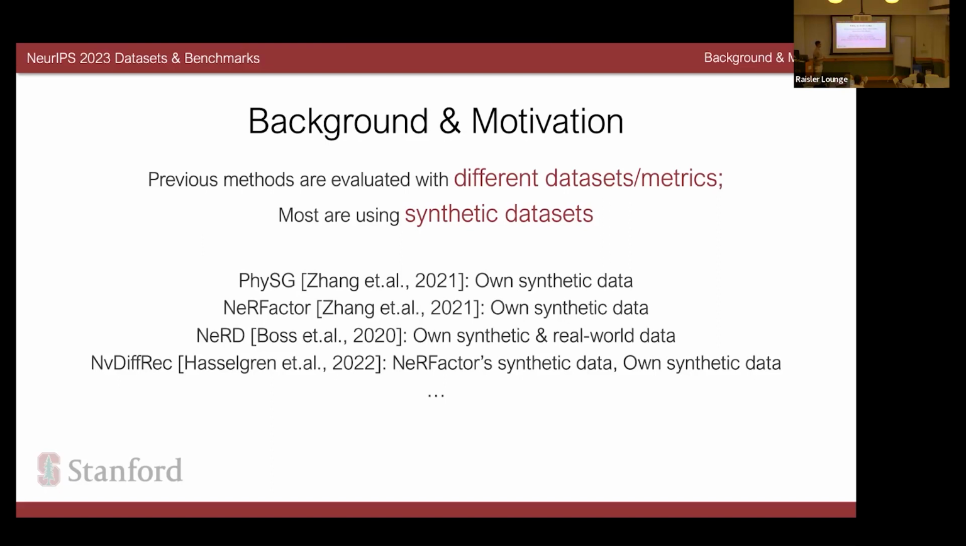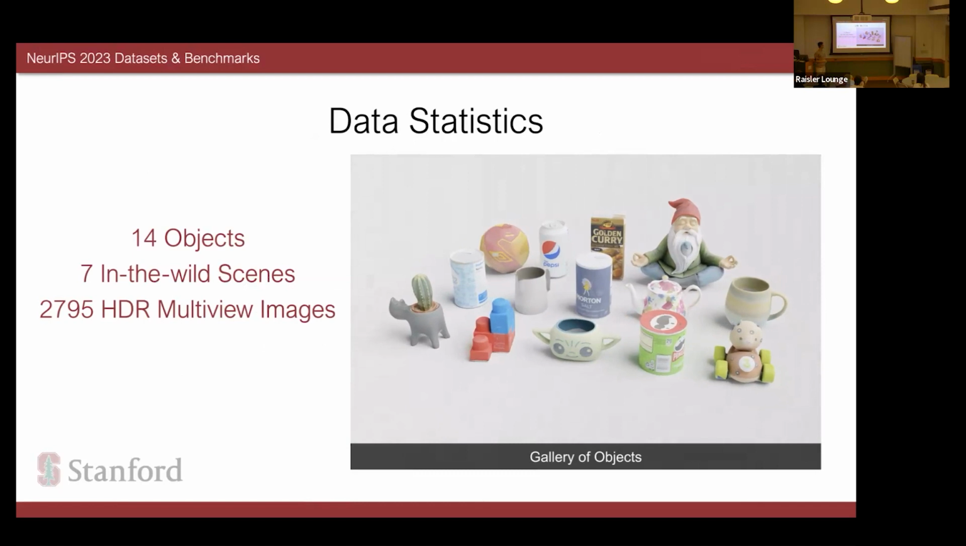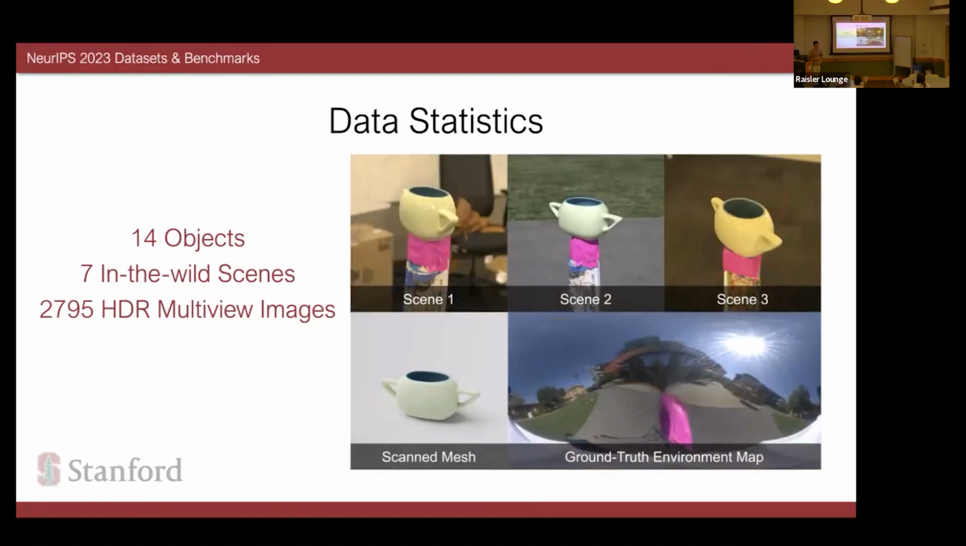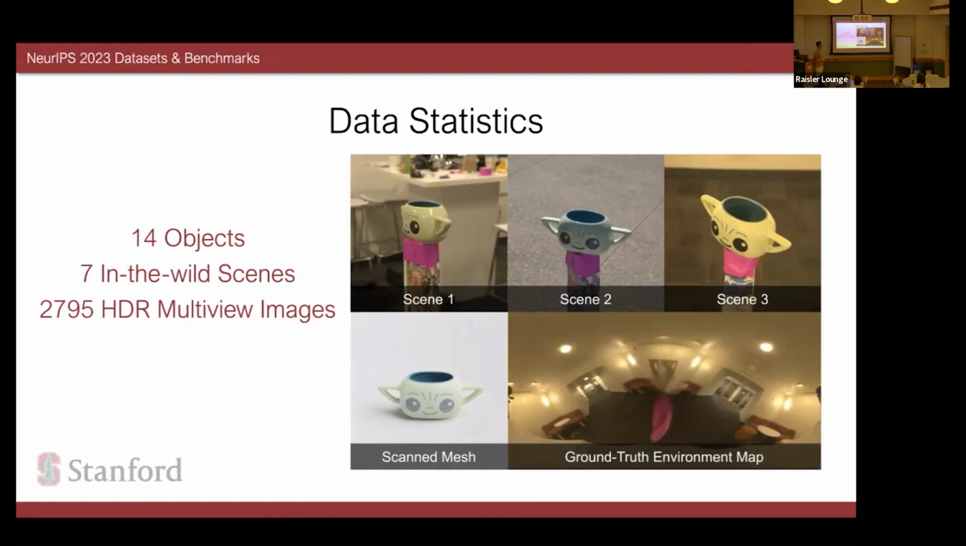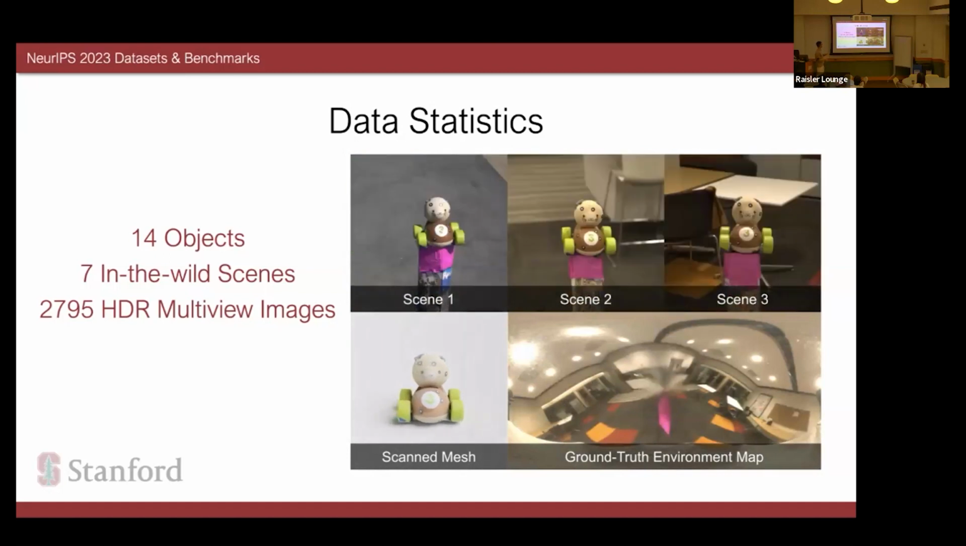illumination effects. So in this work, we try to collect a more comprehensive data set of real world objects to be able to evaluate all these different inverse rendering methods. And this is what we ended up capturing. We took 14 objects and captured them in sort of in the wild environments from multiple viewpoints in different environments, with almost 2,700, 2,800 HDR images, so that we can evaluate 3 tasks here.